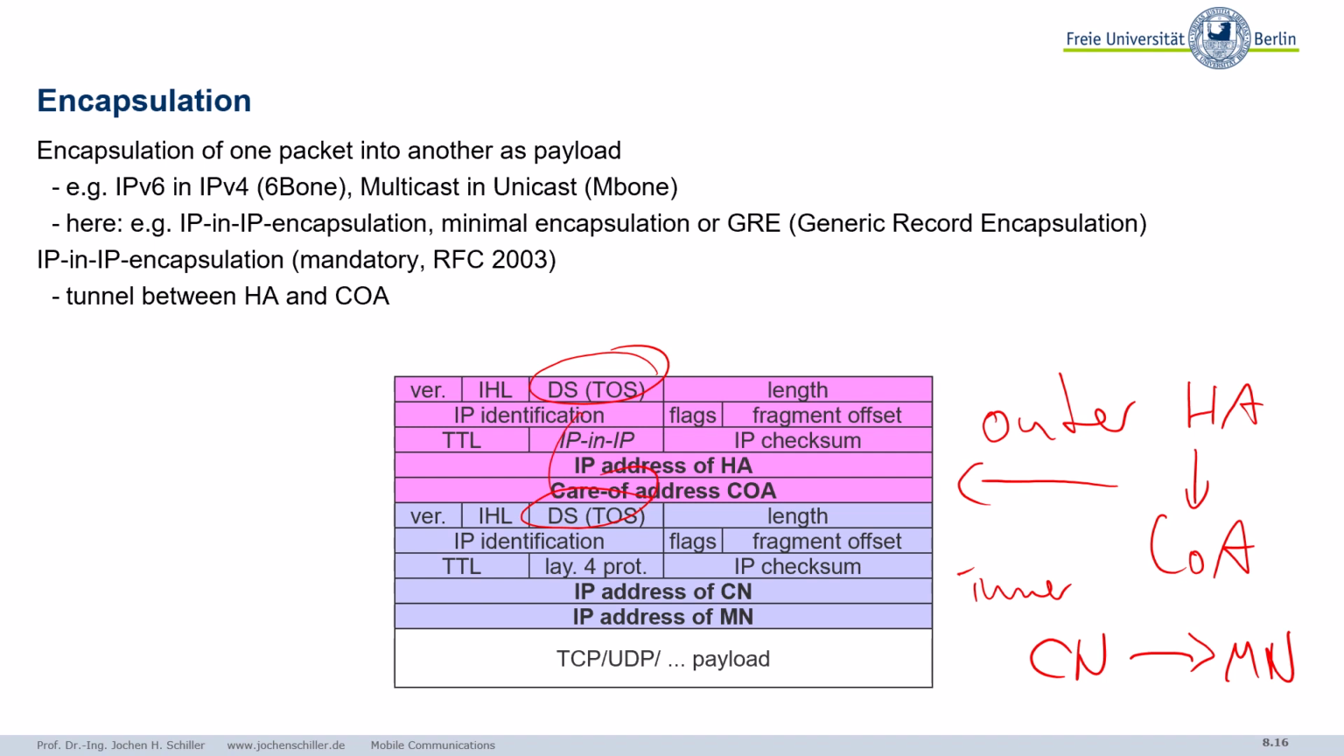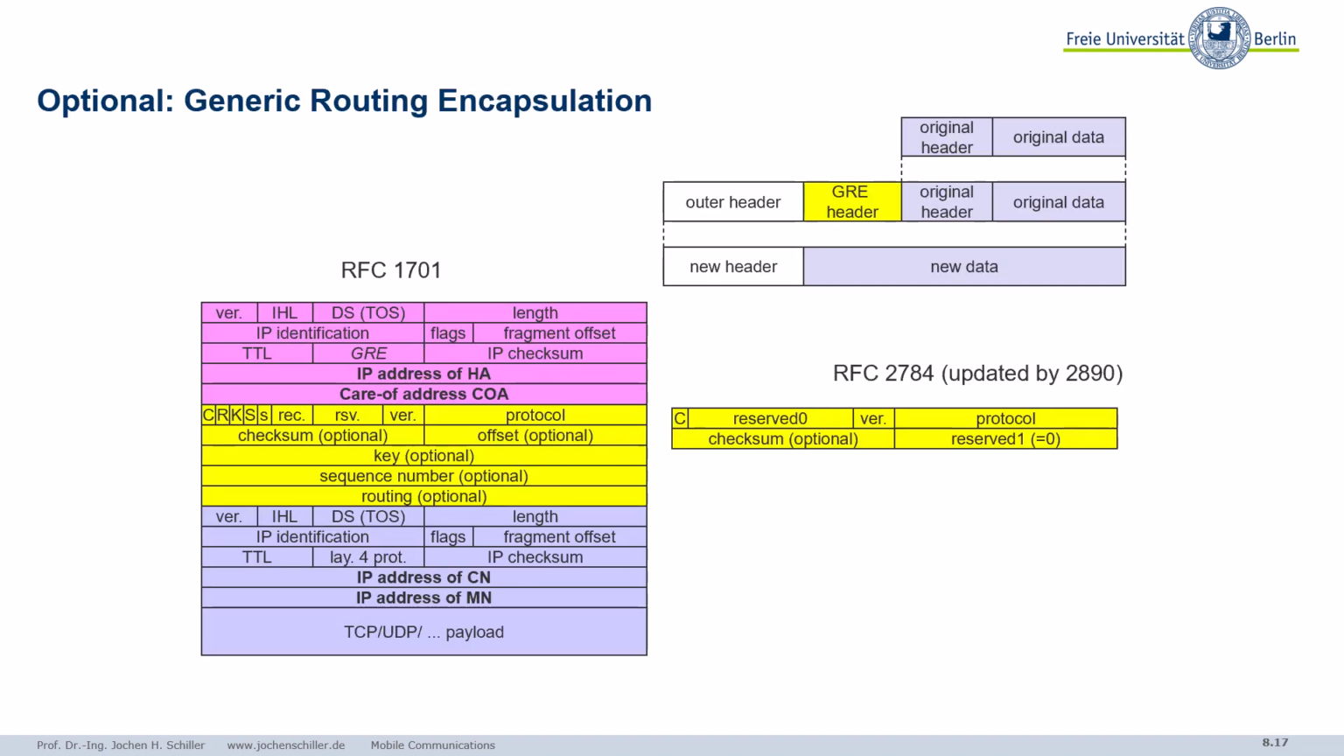So maybe here you repeat some of these things, and there are some more efficient ways, minimal encapsulation, or a more generic format called GRE, generic routing encapsulation, just to make the picture complete. This is a more updated, more powerful version of encapsulation. You can do many more things with this. So this just shows you that a tunnel is created. You should know at least IP in IP encapsulation. GRE is used in many different places, so just to make it complete here.